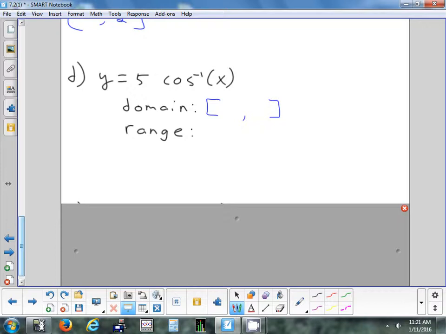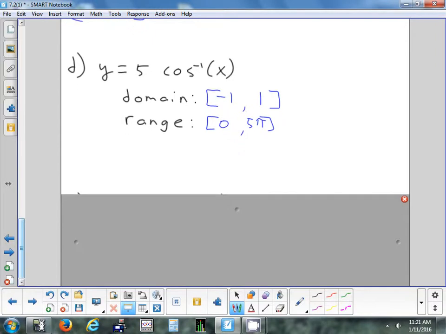If you get stuck, what's the domain for the inverse? Think, well, what's the range for the original? How high and low does it go? Okay, and now the range of the inverse has to do with that restriction we set up on the domain of the original. What's my original domain for inverse cosine? It's 0 to pi. So now this is going to be 0 to 5 pi. That's my range. Okay. Questions on that?